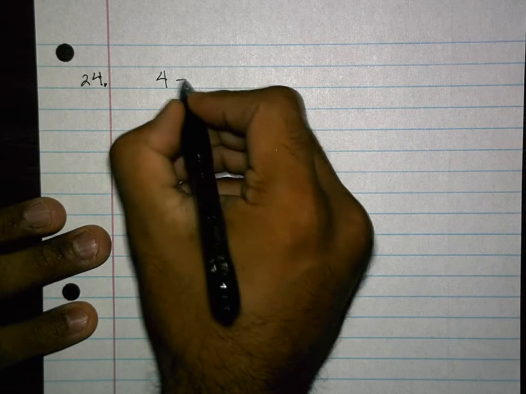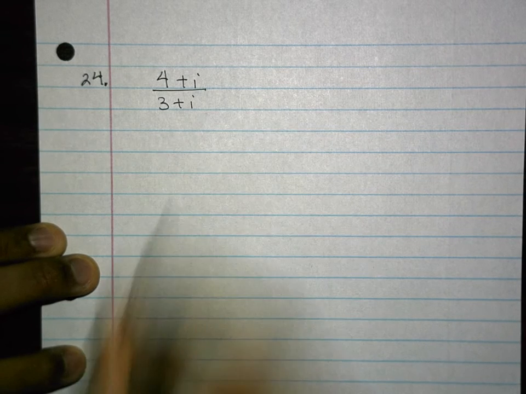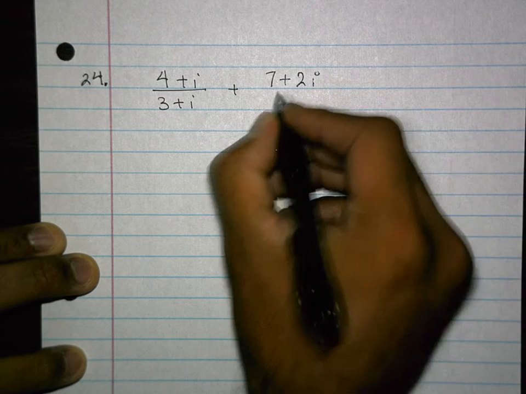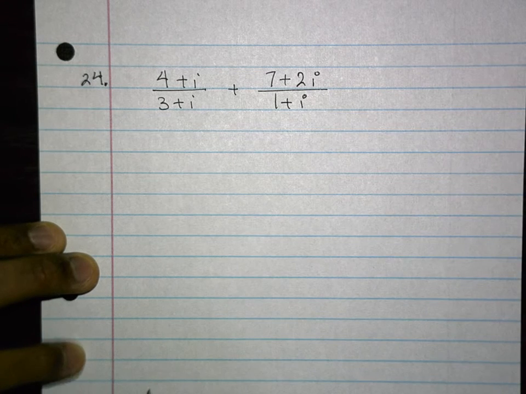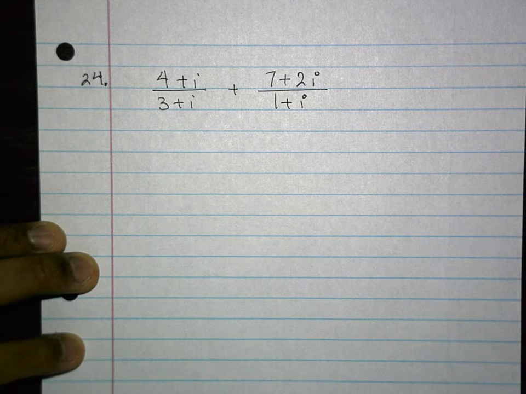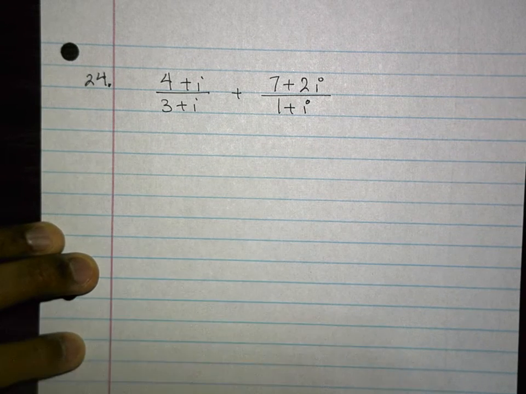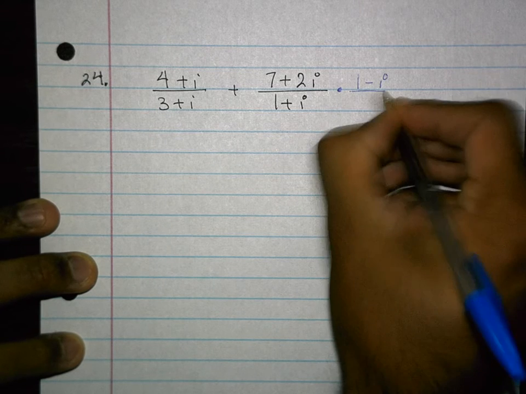So looking at 24, we're looking at (4 plus i) all over (3 plus i) plus (7 plus 2i) all over (1 plus i). Well, I can't add these because they don't have common denominators. So I can find common denominators, or I can use the conjugate and clear it. I'm going to go with the conjugate first. There are advantages either way, I guess, but I'm going to go ahead and rationalize it first.